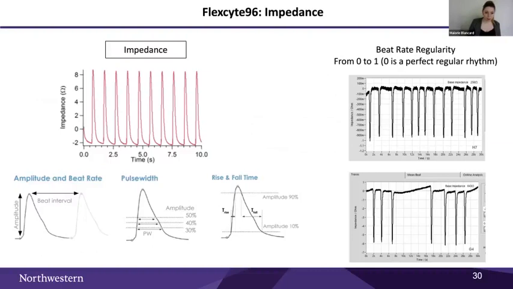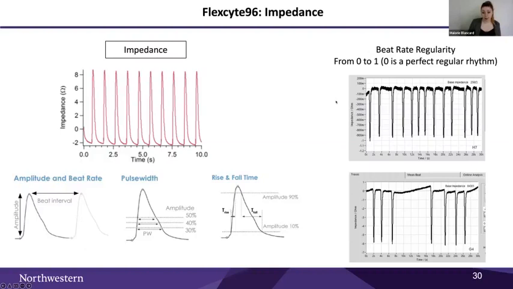So the impedance, what is it? This is what you expect to see. You can follow the contraction of the cardiomyocytes. The parameters you can measure are the amplitude and the beat interval, which will give you the beat rate. You can also measure the pulse width, which is really interesting for me because this part is supposed to reflect the relaxation of the cardiomyocytes. So that's where I would expect my disease line to be different. You also have the rise time and the fall time, and the upstroke velocity and downstroke velocity.